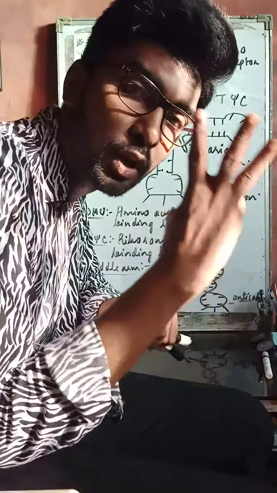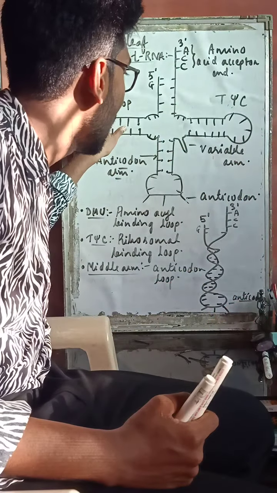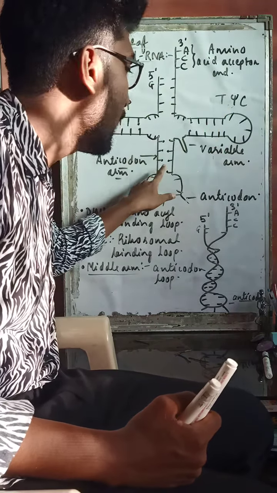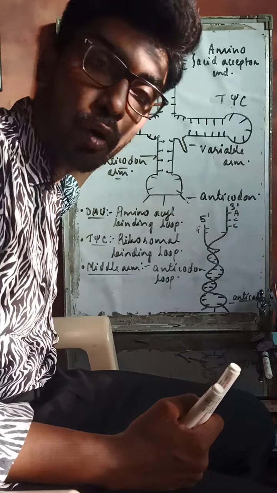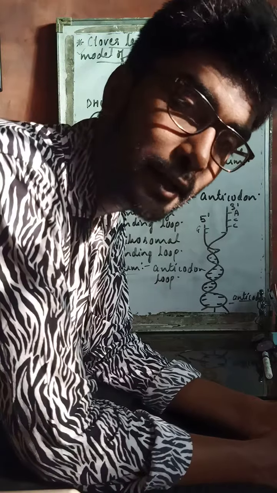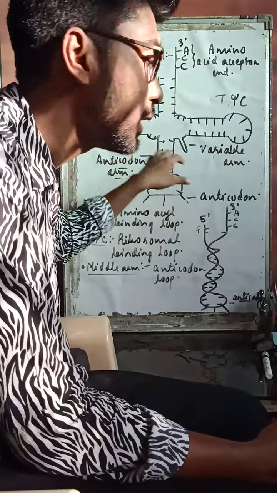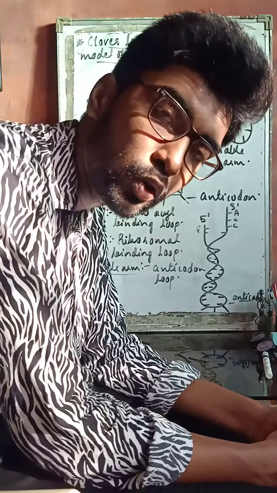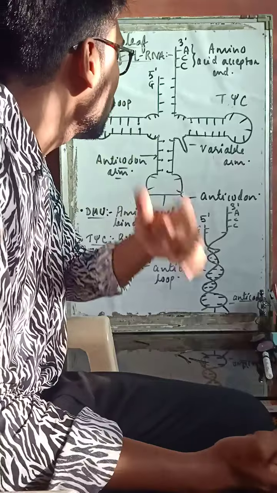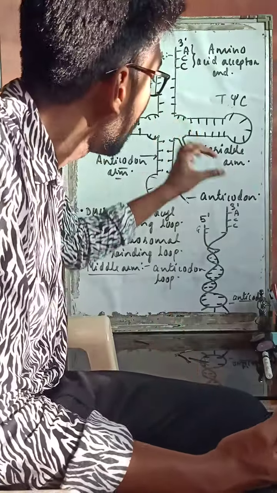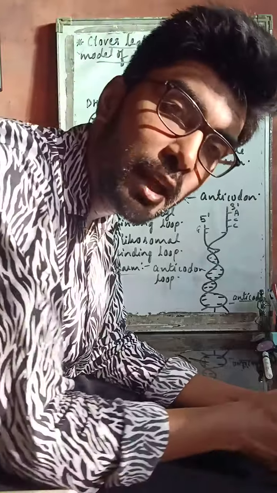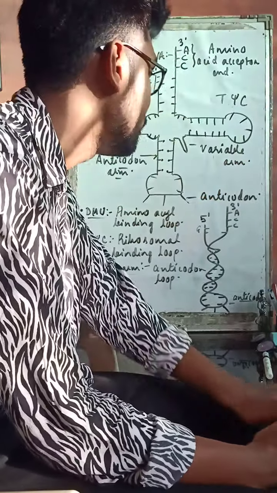So how many arms? Three arms are present. The DHU arm, also called the dihydrouridine loop, the T-C arm and the middle arm. DHU for the amino acyl binding loop, T-C arm for the ribosomal binding loop, and the middle arm or anticodon arm will contain your anticodons which will pair with the codons of the messenger RNA. In between, you can also see a small lump or arm which is called the variable arm or the variable loop.